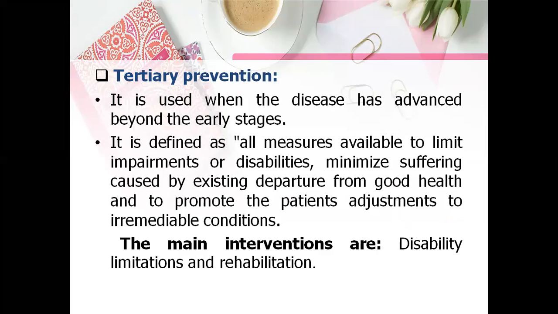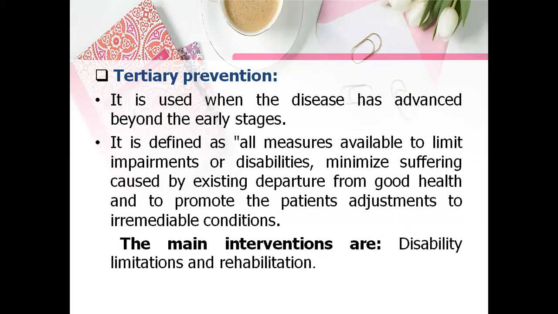Then the last level of prevention we have is tertiary prevention. This is in the very late stage of the disease. Here, mostly, we are trying to help the individual learn how to live with a disability.